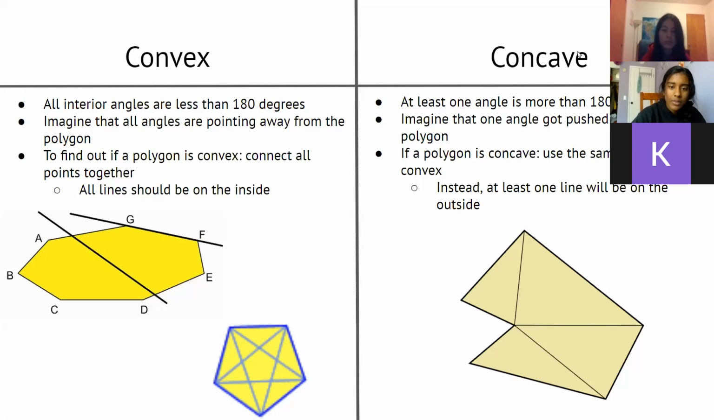And then here we can see a concave polygon. At least one of the angles in here is more than 180 degrees. You can imagine an angle got pushed into the polygon. I like to remember concave because it goes inside like a cave. You can remember it however you want, and if a polygon is concave, you can use the same test as for convex, but at least one line will be on the outside.